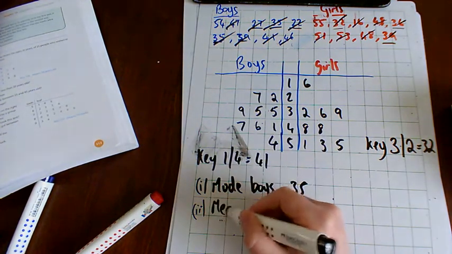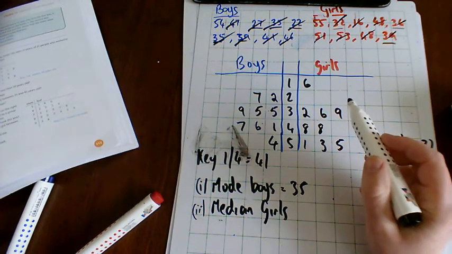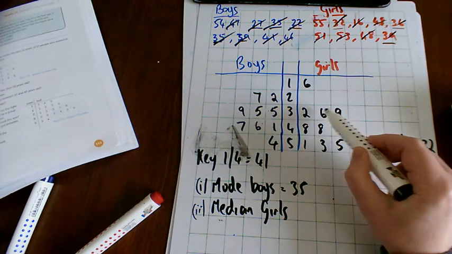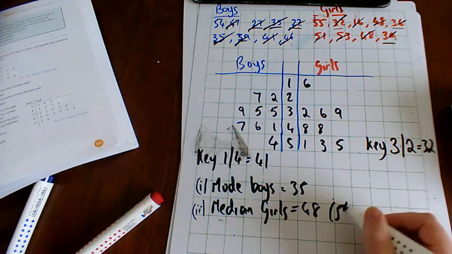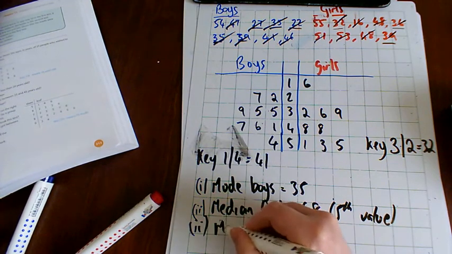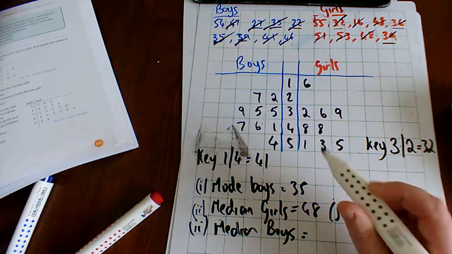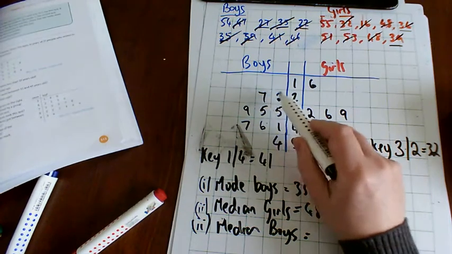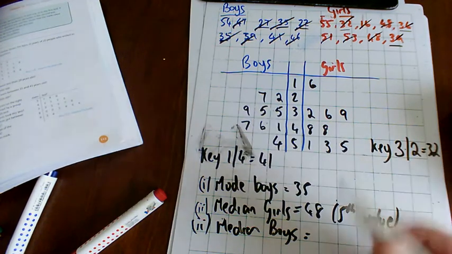So let's go the median of the girls. If there's 9 numbers, the middle number, add 1 is 10, divide by 2 is the 5th number. So it'll be 1, 2, 3, 4, 5. The median is 48, the 5th value. And the same with the median of the boys: again it will be the 5th value because there's 9 values. So add 1, divide by 2 is 5. 1, 2, 3, 4, 5, 39.